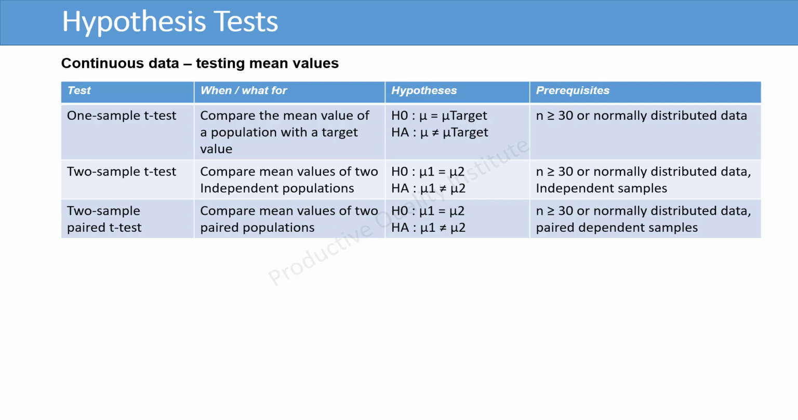Third, two-sample, paired t-test. Compare mean values of 2 paired populations. Null hypothesis, mu1 is equal to mu2. Alternative hypothesis, mu1 is not equal to mu2. N is greater than or equal to 30, or normally distributed data, paired dependent samples.